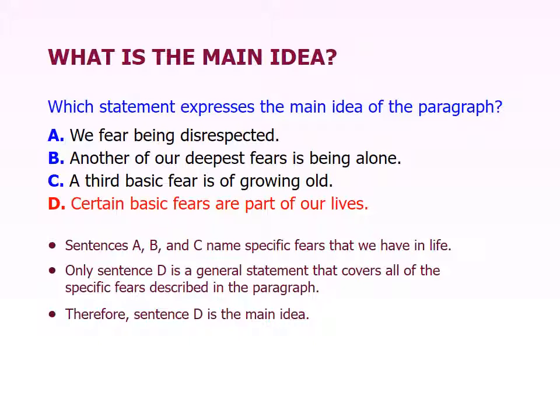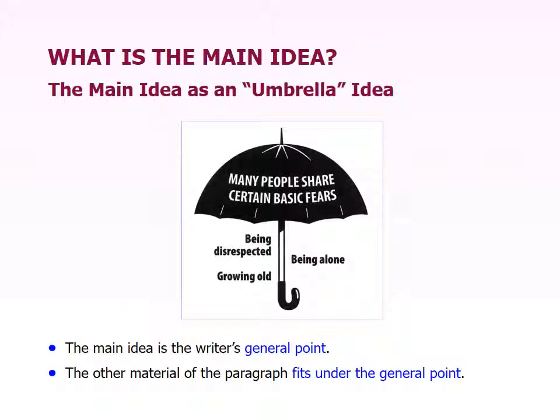So the main idea is generally going to be the most general sentence in the paragraph. And it's also going to be the sentence that covers all of the material that is mentioned in the paragraph. One way to think of a main idea is like an umbrella. An umbrella protects everything that is underneath it. In the case of a paragraph, the things that are underneath the umbrella are the supporting details. So the big idea is many people share certain basic fears, and then the sheltered ideas underneath that are being disrespected, growing old, and being alone.